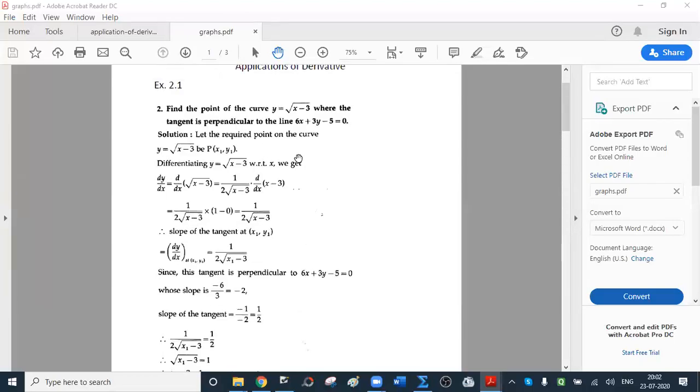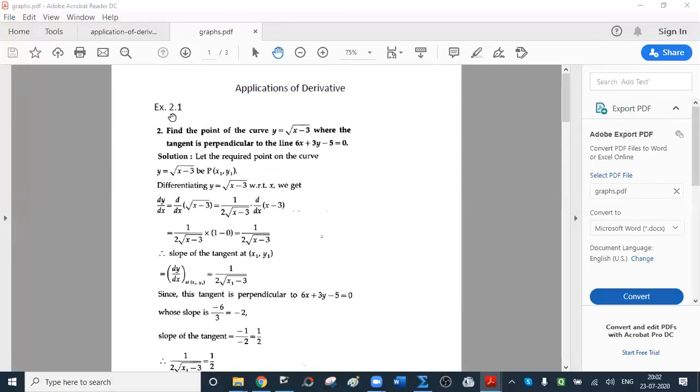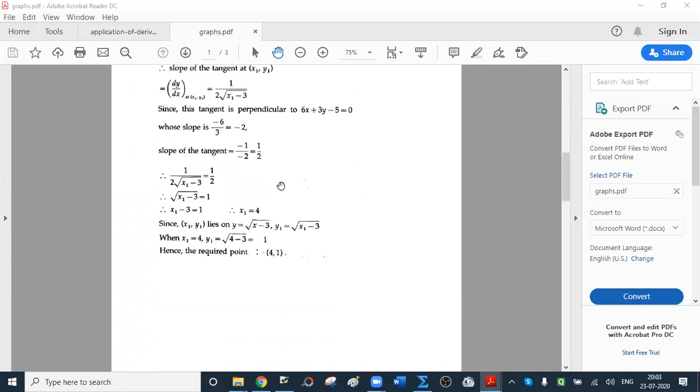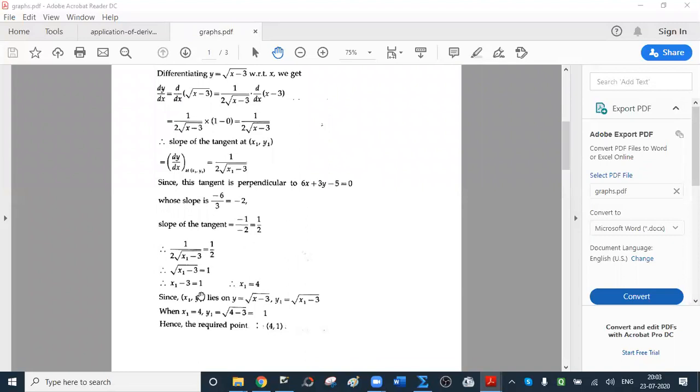See this one, applications of derivatives, exercise 2.1 second. We have written up to this. Now just write down when x is 4, because we haven't written x1. What is y? It is root 1, but by root we mean positive root. So y is 1 only. So there is only one point, required point for 1.